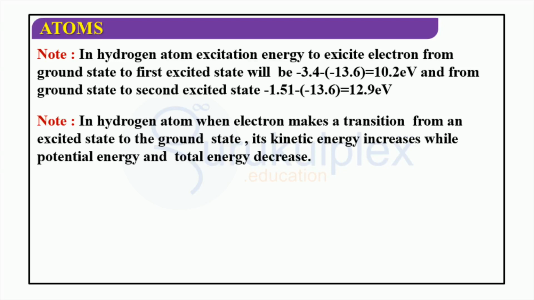It takes a certain amount of energy to get an atom to an excited state. For instance, in the case of the hydrogen atom, the energy required to transfer an electron from its ground state to the first excited state is 10.2 electron volts, while the energy required to move the electron to the second excited state is 12.9 electron volts. When an electron transitions from an excited state back to the ground state, its kinetic energy rises while its potential energy and total energy go down. These small but potent particles give rise to a lot of possibilities.